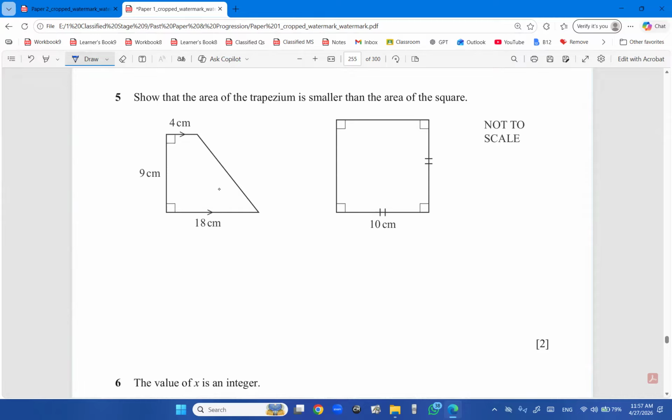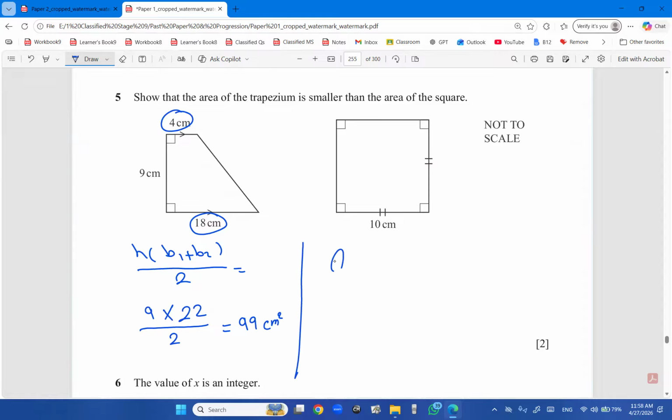Here they wanted to show that the area of the trapezium is smaller than the area of the square. So the area of the trapezium is base 1 plus base 2, or you can call it a plus b, multiplied by the height, divided by 2. Base 1 plus base 2 is going to give you 18 plus 4, which is 22. Multiplying this by the height, which is 9, then dividing by 2, is going to give you exactly 99 centimeters squared.